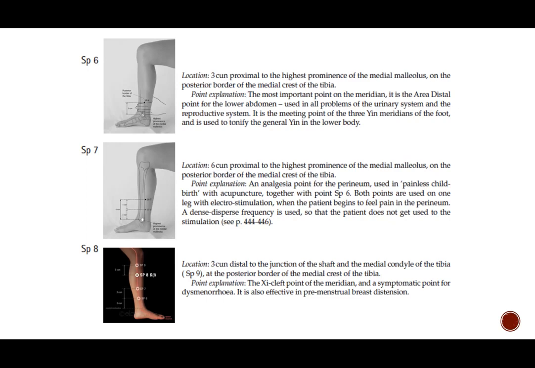Next point, we have Spleen-8, which is located 3 cun distal to the junction of the shaft and the medial condyle of the tibia, at the posterior border of the medial crest of the tibia. Point explanation: it is the cleft point on the meridian and a symptomatic point for dysmenorrhea. It is also effective in premenstrual breast distension.